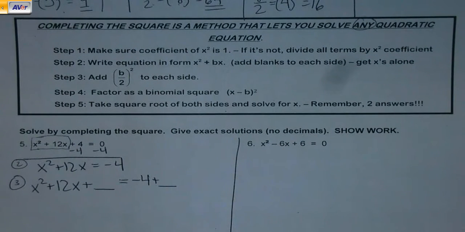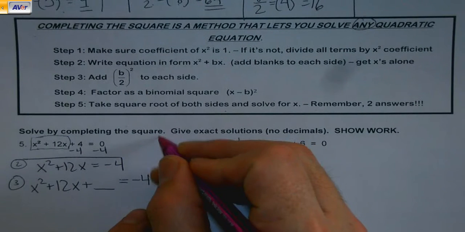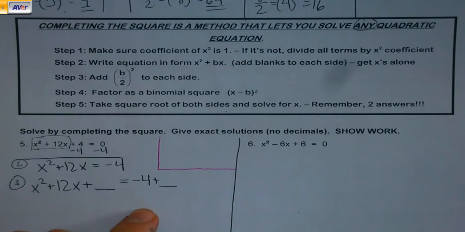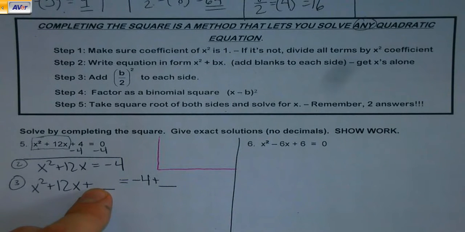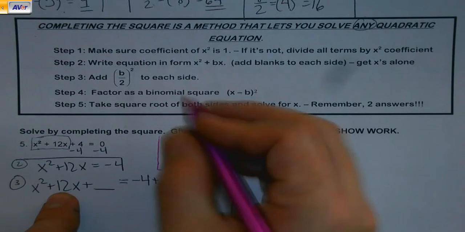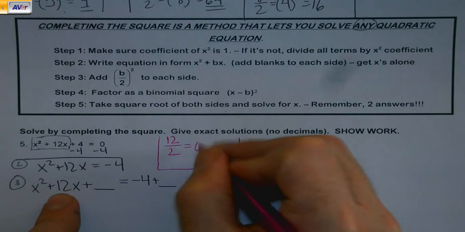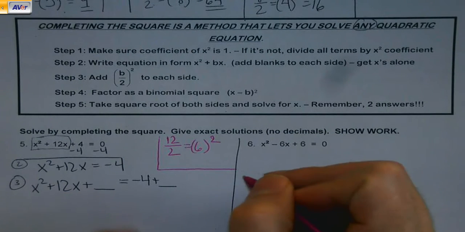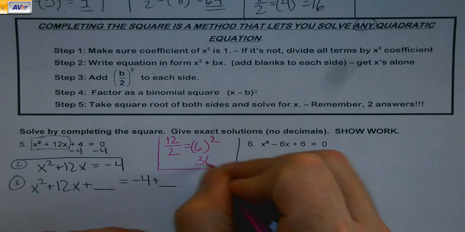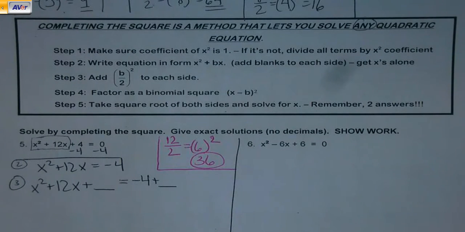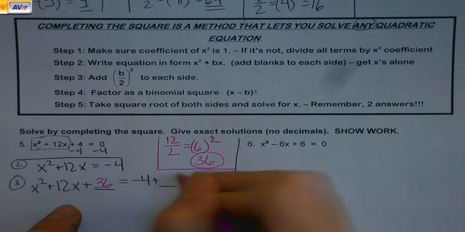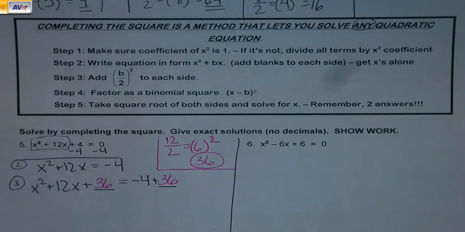You're like, okay, what are these blanks for? I'm glad, again, you asked. So I'm going to make myself a little area for some side work over here. You remember what we just did up in the top section? How we got that number to stick in the end? Same idea. I'm going to take my b value, my number with x. I'm going to divide it by 2. And I'm going to square it. And whatever number I get, that's the number that goes in both blanks.